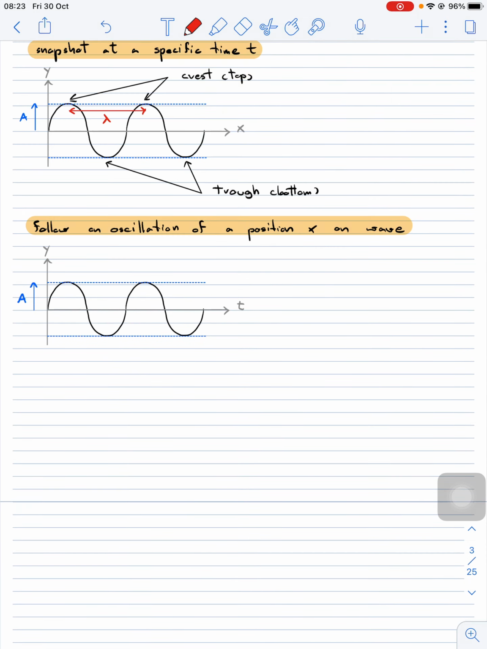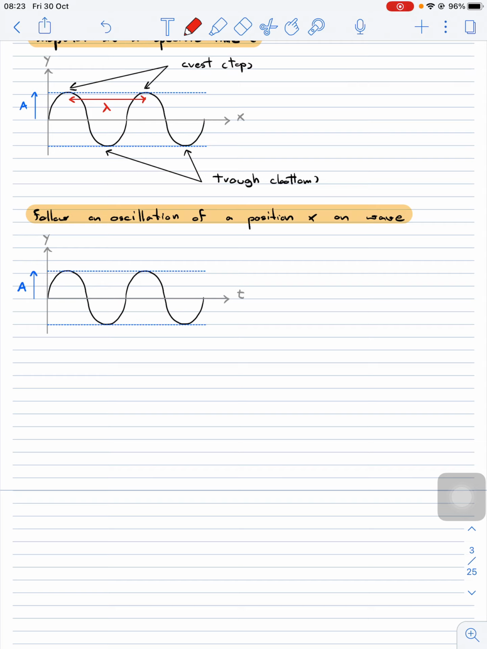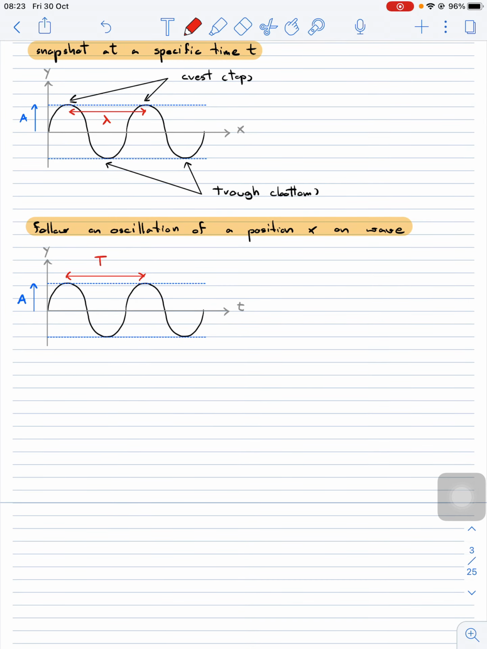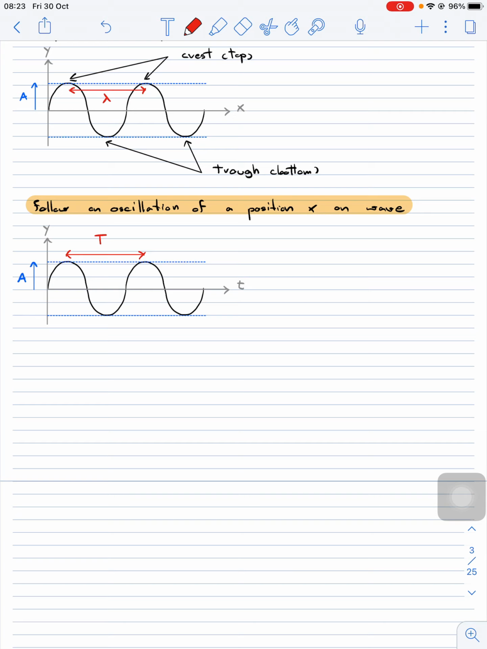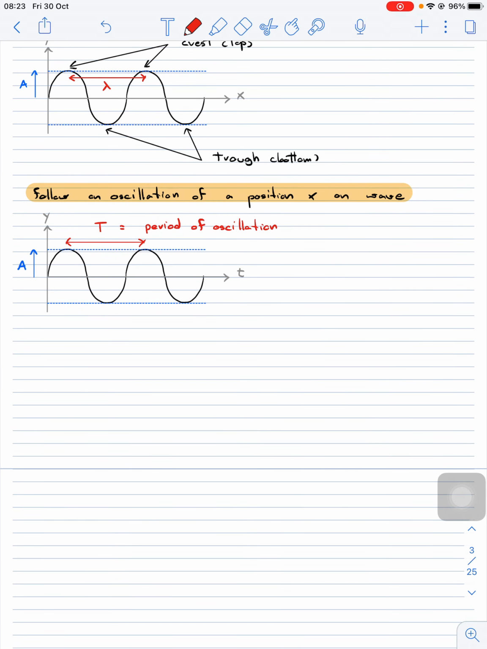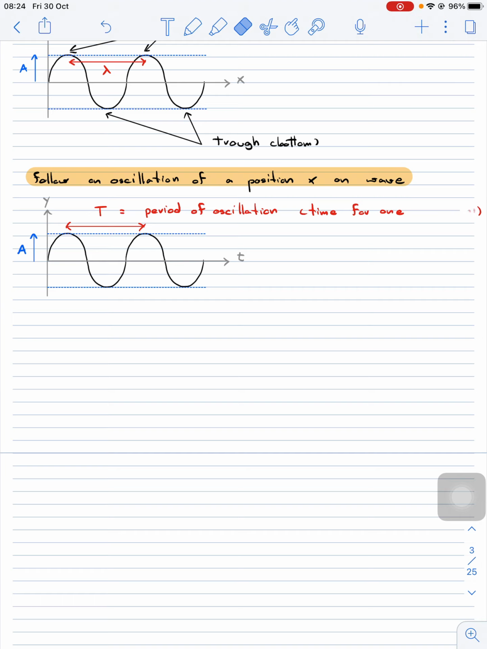Then again, we can define the distance from crest to crest, in this case, to be equal to the capital T. What does this mean? The capital T here means the period of the oscillation. But what is the period of the oscillation? The period of oscillation is the time for one revolution, or the time for one oscillation. It has the same meaning, but let me just say it: the time for one oscillation.